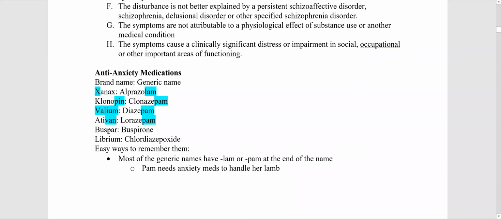BuSpar tends to stay on par and not regulate above or below. And Librium helps keep an equilibrium when anxiety comes into play. So those are just easy ways to remember the brand names, and then the generic names. Pam needs anxiety meds to handle her lamb.